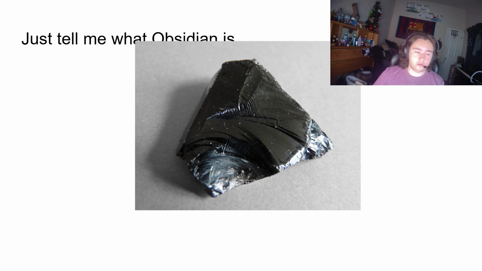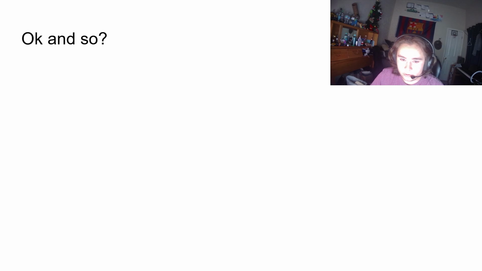It's called a conchoidal fracture, which essentially takes curved chunks whenever you try and break the obsidian, and that's what forms those really, really sharp edges. All right. So that's what obsidian is.